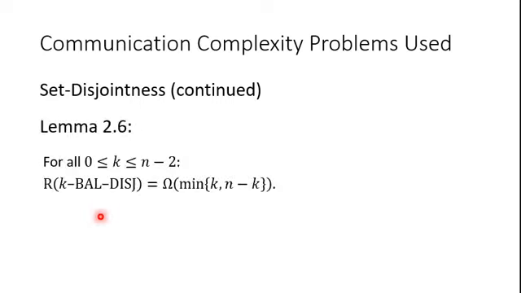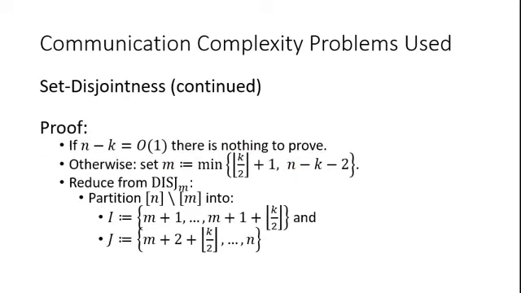So we will now see the following lemma. For all k at least 0 and less or equal to n minus 2, the communication cost of k-balanced disjoint is omega of minimum k and n minus k. So we will now prove this lemma because we want to use this lower bound in our future reductions. Of course, if n minus k is O of 1, then it's trivial, so there's nothing to prove in terms of the lower bound.